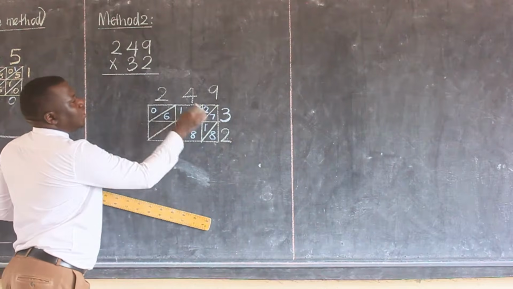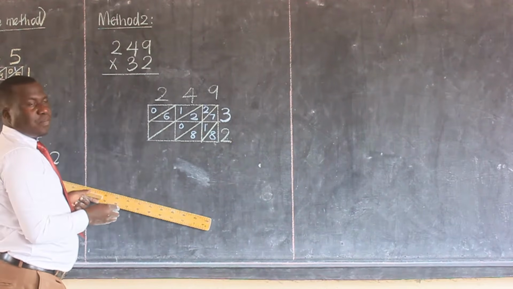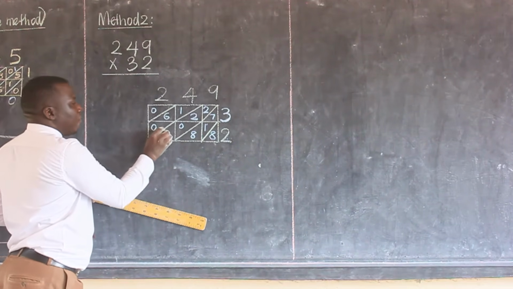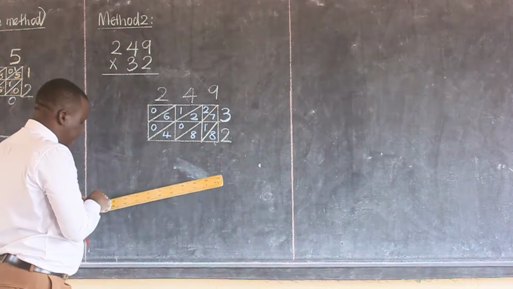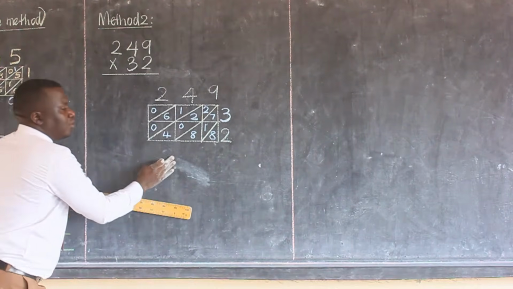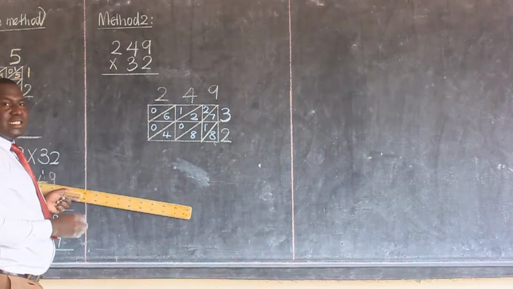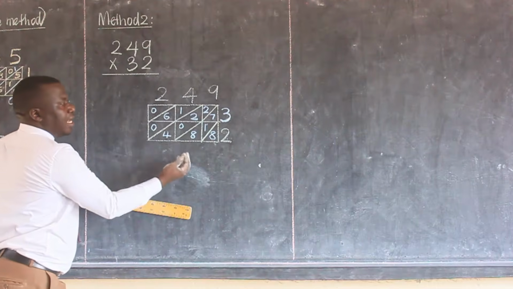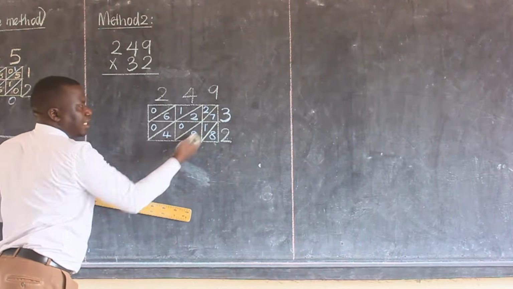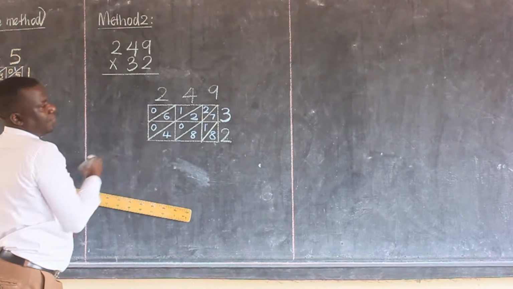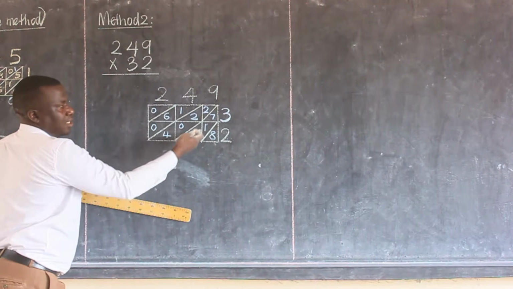Now, what is 2 times 2? It is 4. So we shall also write 0, 4 here. Now, the addition part. This is why I want you to be very, very attentive. When you're adding now, you're going to consider these lattices here. Okay? Are you seeing this?